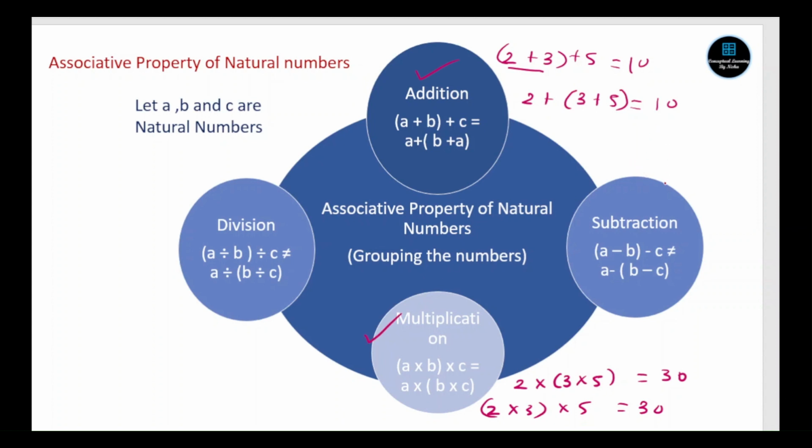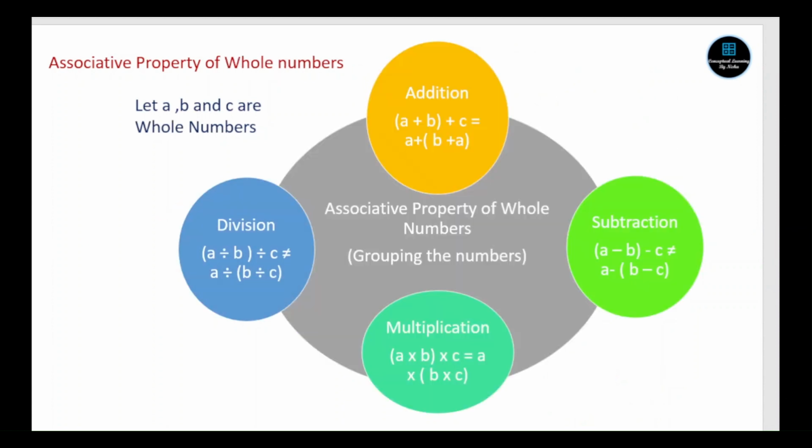In case of subtraction, it is not valid, because commutative is also not valid, right? So here also you won't get the same answer. Let's understand: 2 minus 3 minus 5. Here you won't get any natural number, so anyway, subtraction is not valid. And for division, this is not valid, correct?